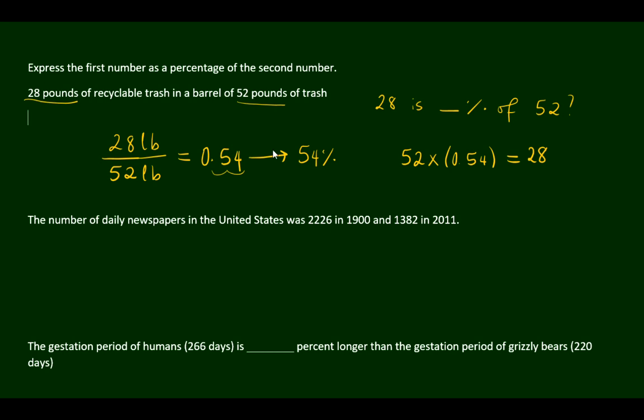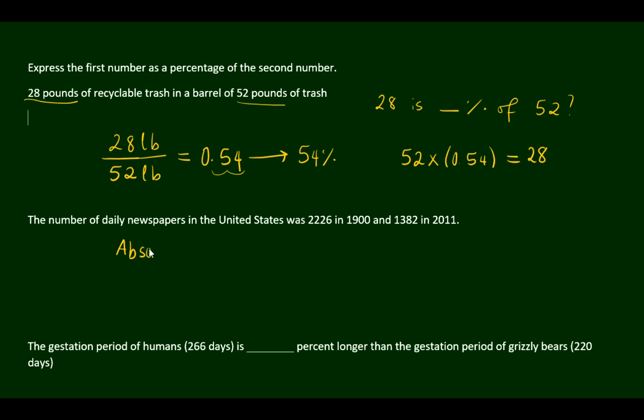Now the second problem is about absolute change and relative change. The number of newspapers in the United States was 2,226 in 1900, and now in 2011 that's counted to be 1,382. You try to find the absolute change and relative change. Absolute change means the change in terms of the numbers. It's the plain difference. Like what's the difference between 3 and 5? It's 2.